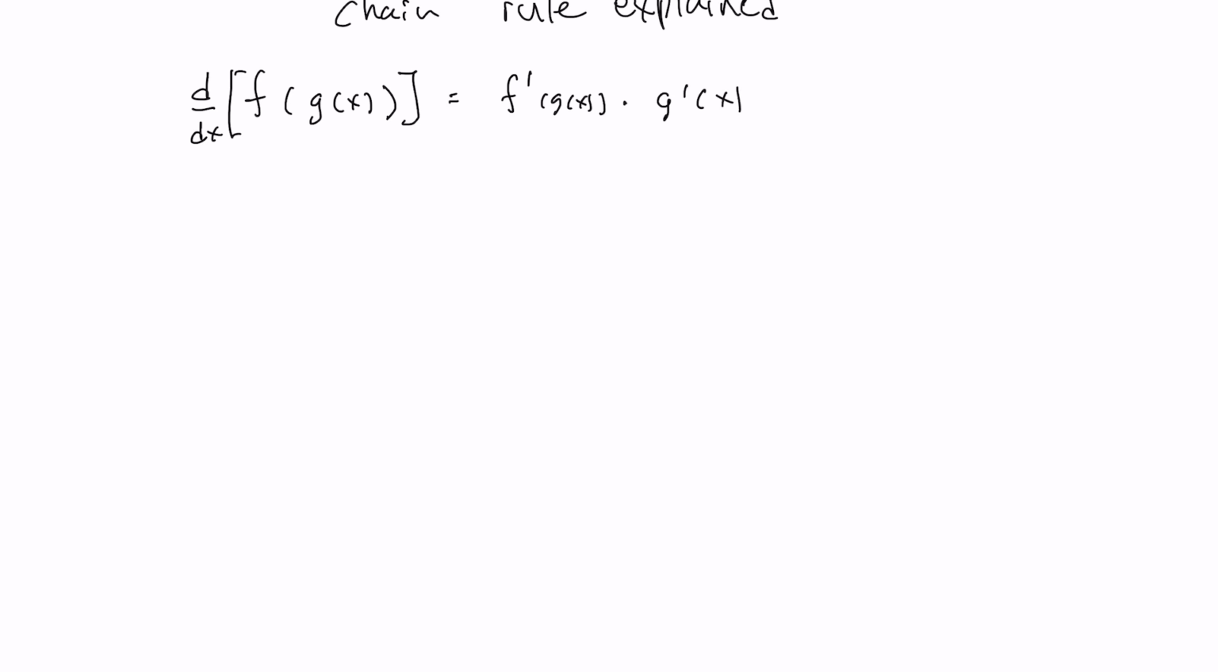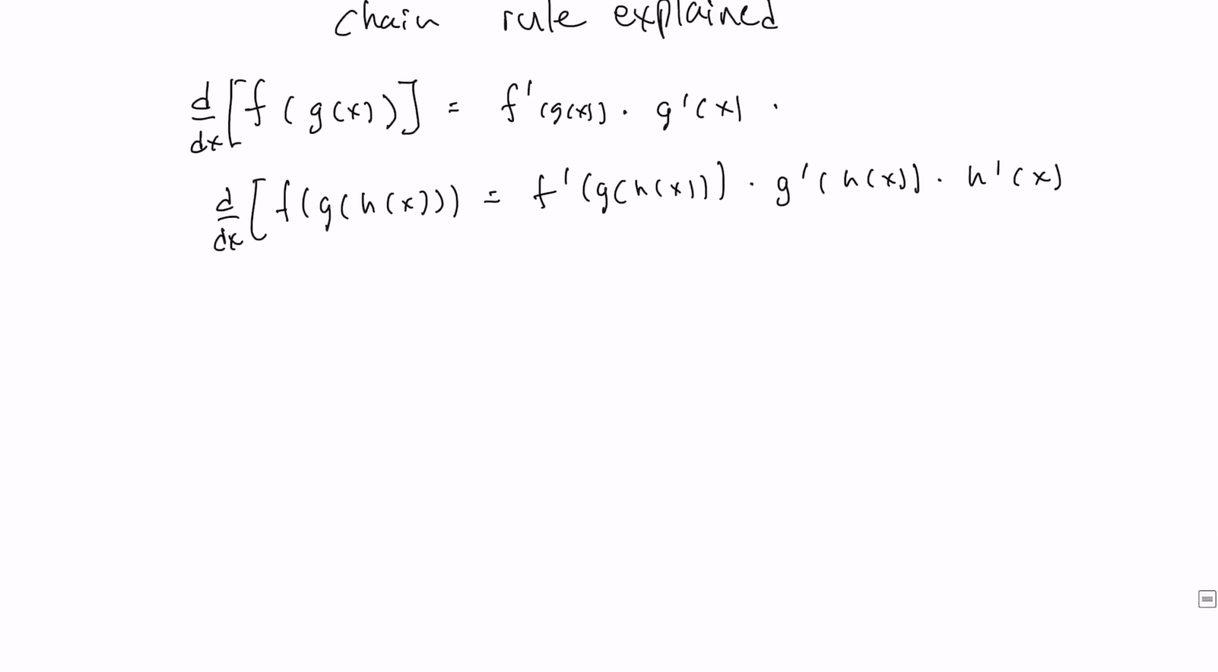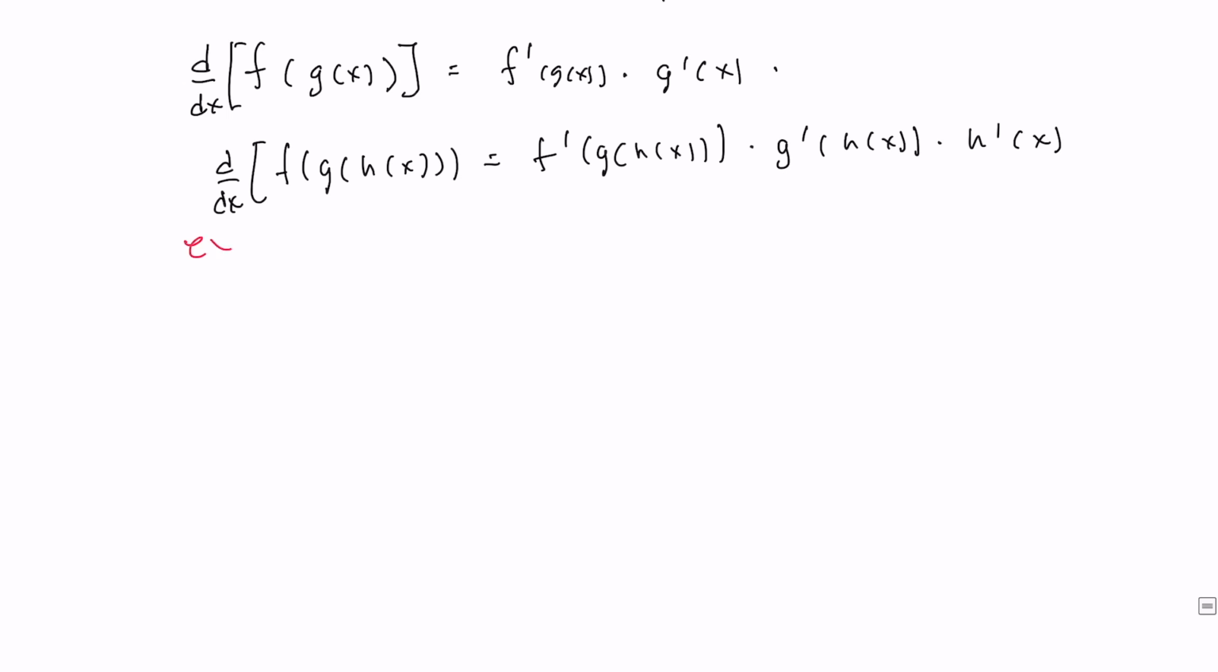If you have a composition of more than two functions, all you have to do is multiply by whatever's inside. For example, if you have d over dx of f of g of h of x, this would be equal to the derivative of f of g of h of x, times g prime of h of x times h prime of x. So this is what the chain rule basically states. So let's do an example.